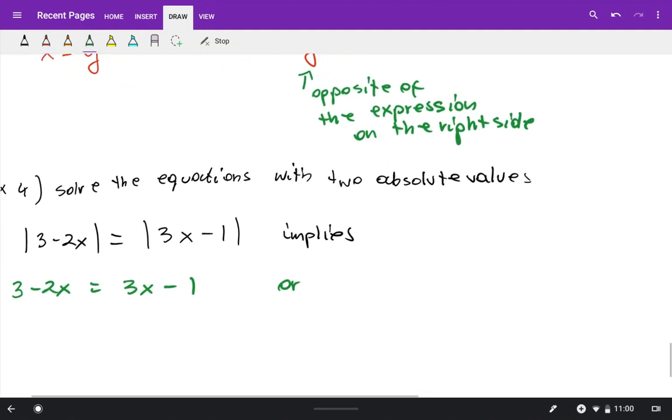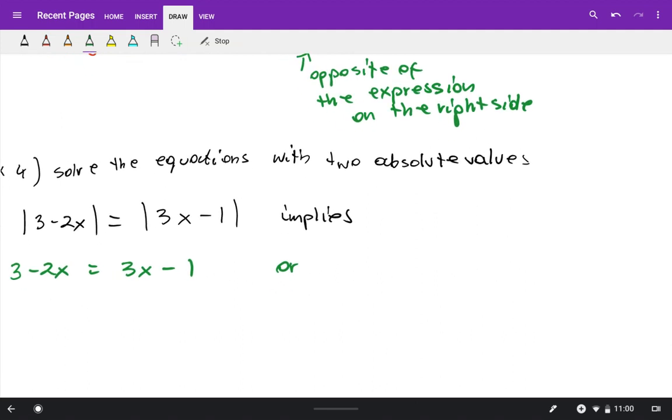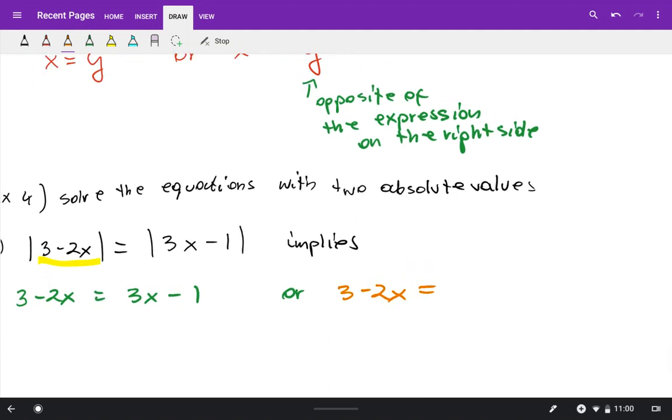Or the second equation, this is what we're going to do. I copy what I see inside the first absolute value, which is 3 minus 2x equal. And on the right side, you have to have the opposite of what you see inside on the right side. So opposite means negative. And in parentheses, you're going to copy what you see inside of the second absolute value, 3x minus 1.